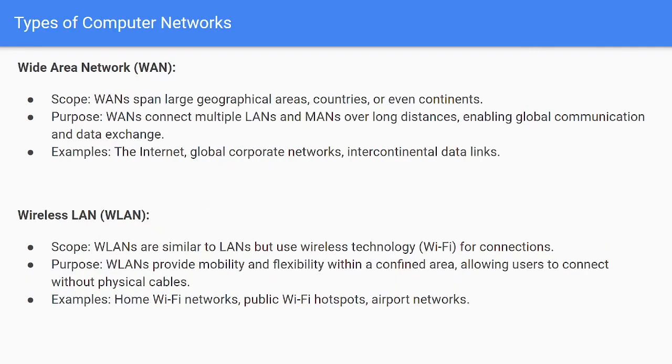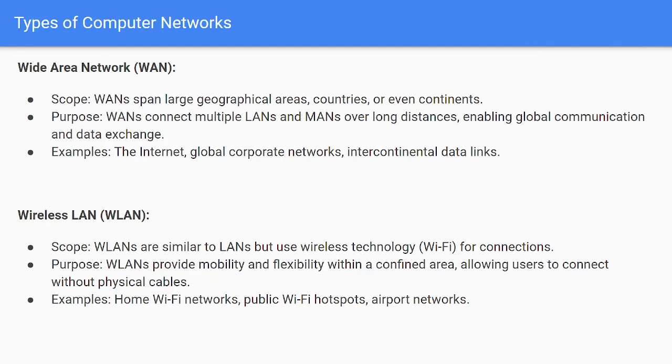So we go to the next one, which is the wide area network. For the wide area network, this one is now larger than the LAN and the MAN. A wide area network spans large geographical areas, countries, or even continents. So a WAN connects multiple LANs and MANs over a long distance and enables global communication and data exchange.